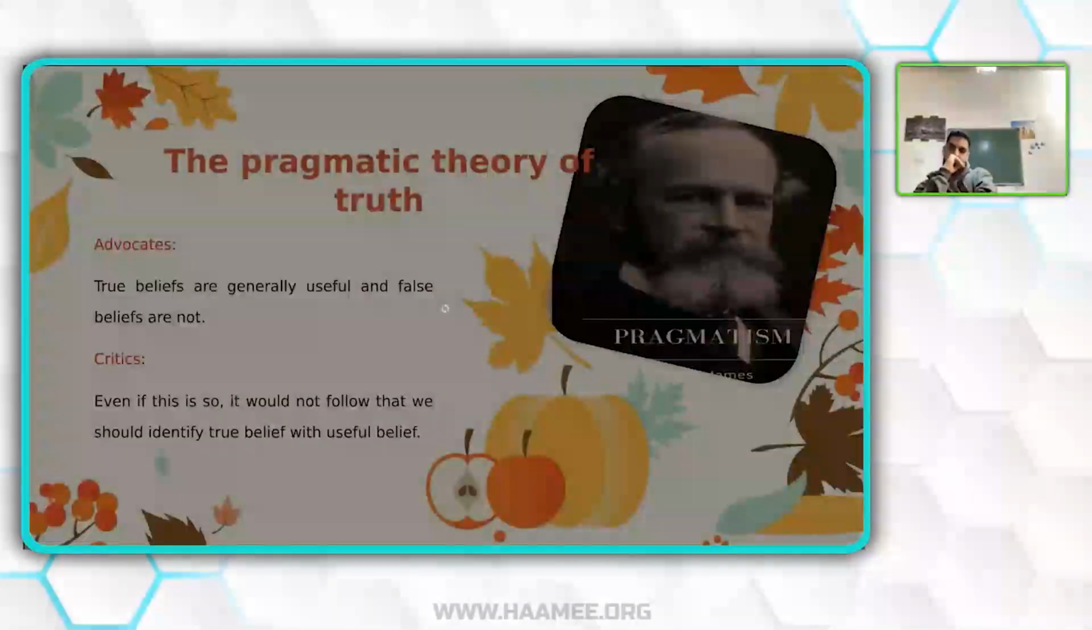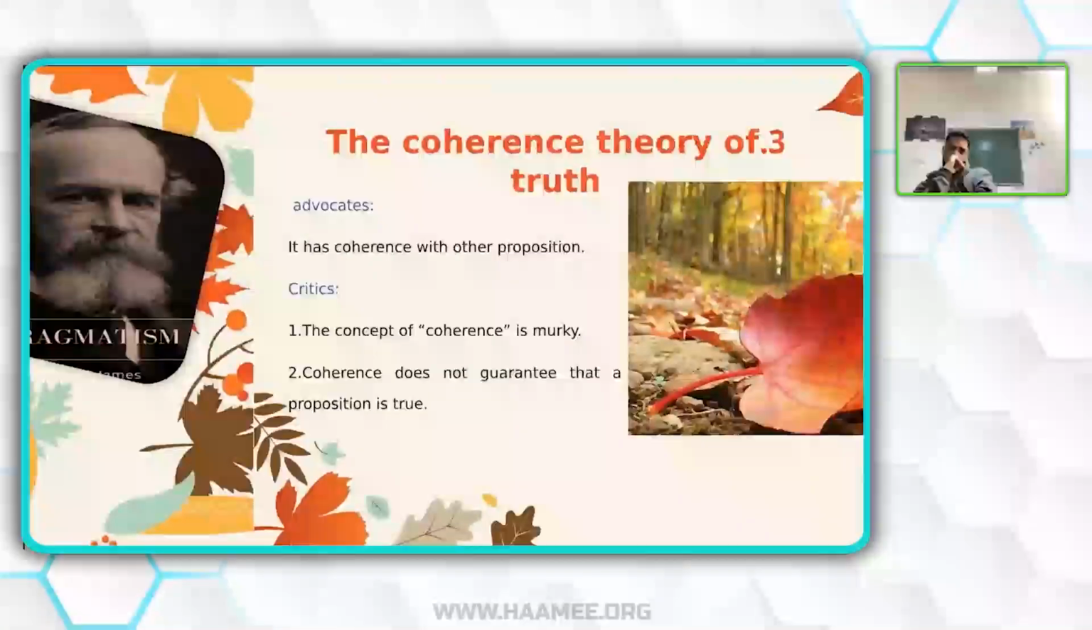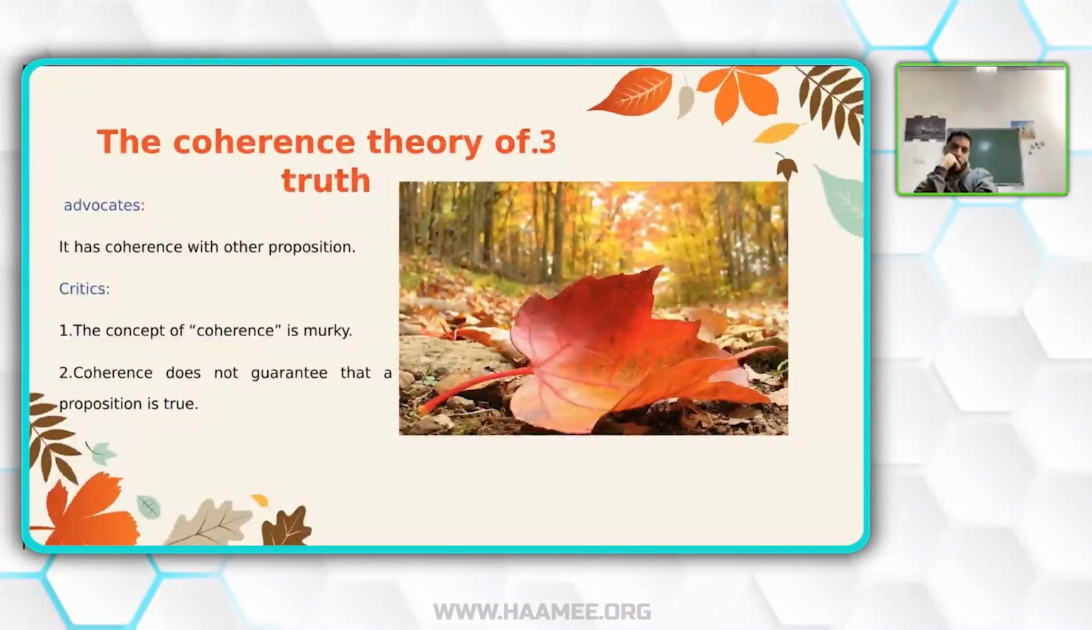So the third and the last theory of truth is the coherence theory of truth. The coherence is obvious from the name of that. Advocates say that a proposition has coherence when it coheres with other propositions. So when they have a coherence, we call it the coherence theory of truth.